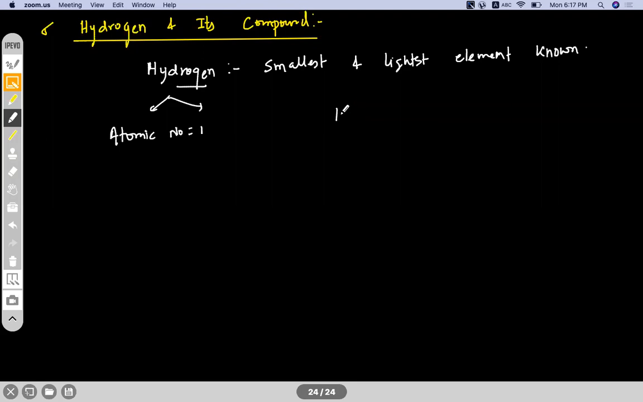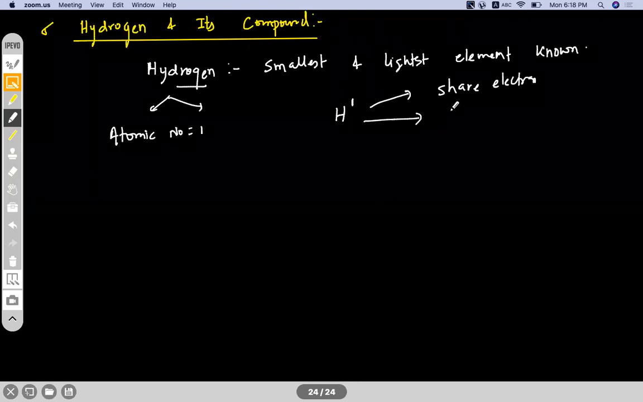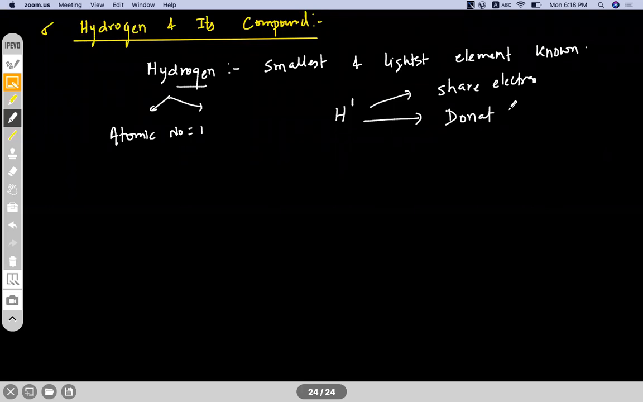Since hydrogen has 1 electron in its outermost shell, it can do all 3 types of exchange. It can share electrons, it can donate electrons, and it can accept as well. All 3 kinds of exchange are possible with hydrogen. That's why hydrogen forms a large number of compounds, correct?